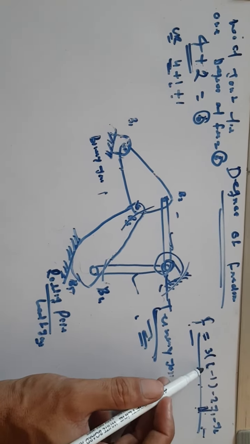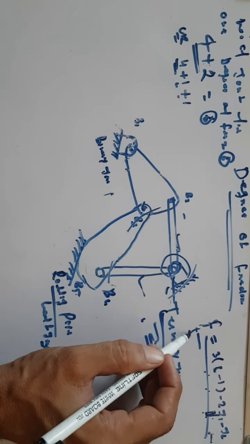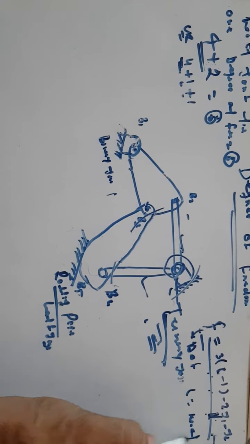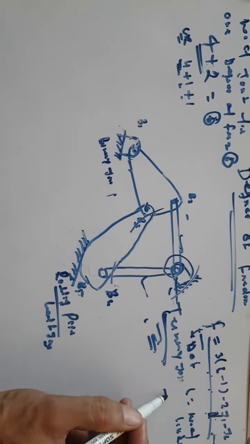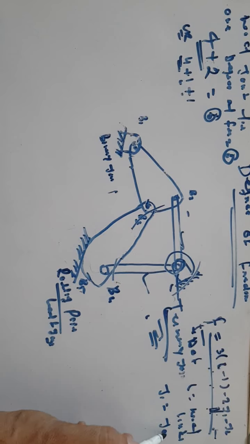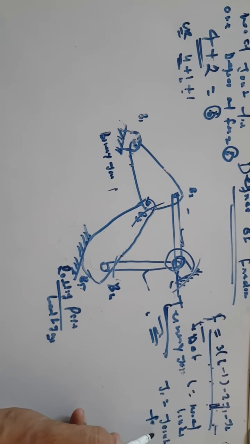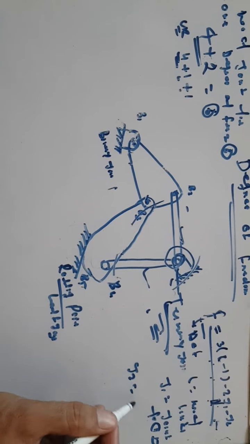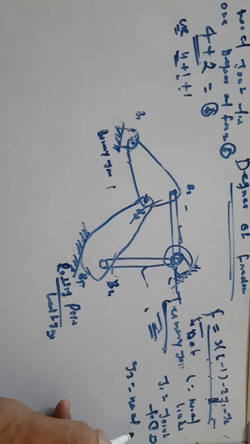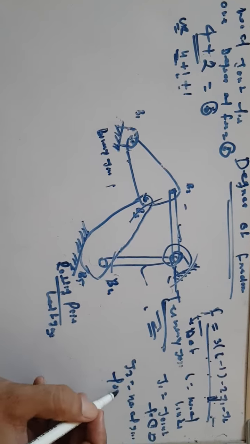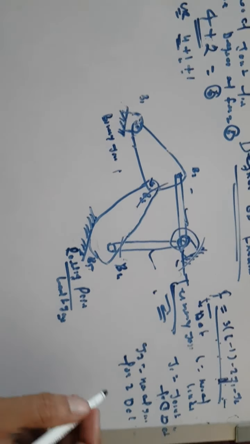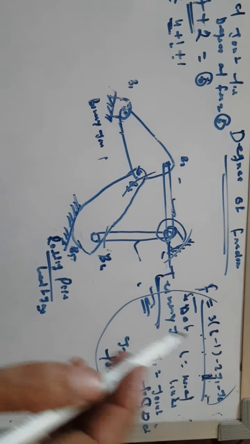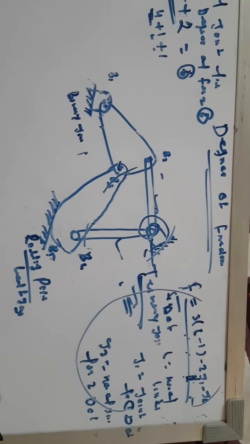L is the number of links, and F is the degree of freedom. J1 is the number of joints for 1 degree of freedom, and J2 is the number of joints for 2 degrees of freedom. So that is the formula we use to calculate the degree of freedom for a planar mechanism.